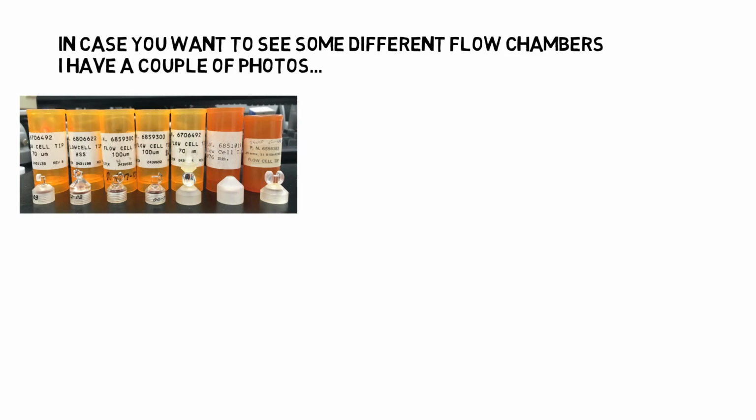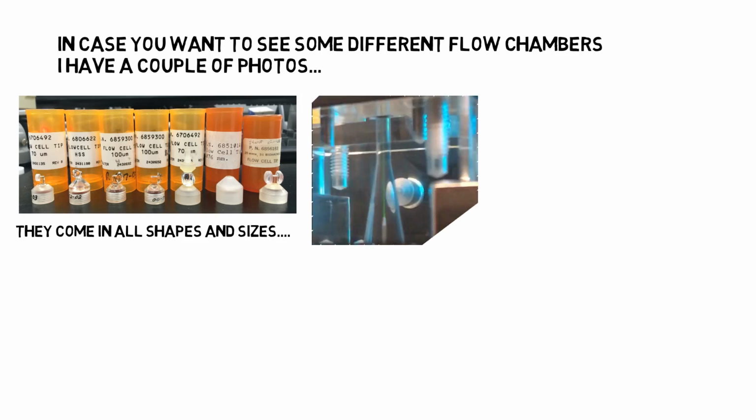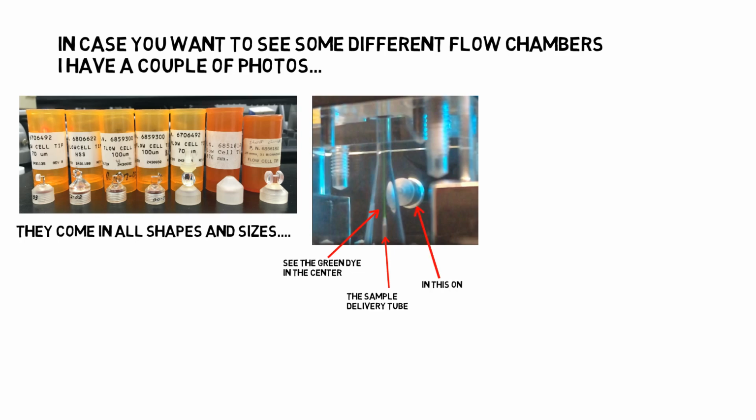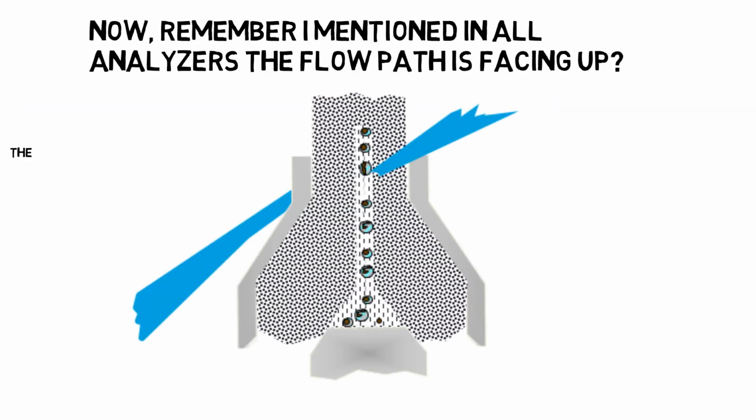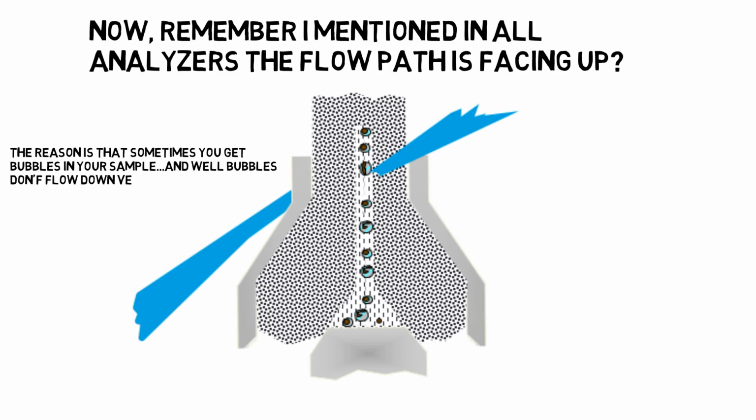In case you want to see some different flow chambers, I have a few photos. In some instruments, you get a bunch of different flow chambers, mostly sorters, but in analyzers, the flow chamber is usually fixed. The picture in the center is pretty interesting. This is the chamber in the CytoFLEX, and you can see the sample delivery tube at the bottom with some green dye running through the system. And behind that is where the signals are collected by the fiber optics. On the right is a sorter chamber that I sliced down the middle so you can see what is actually inside. Now, a minute ago I mentioned that in all analyzers, the flow path is facing upward. The reason is that sometimes you get bubbles in your sample, and bubbles tend to go up so they don't stick around causing turbulence in the flow chamber.